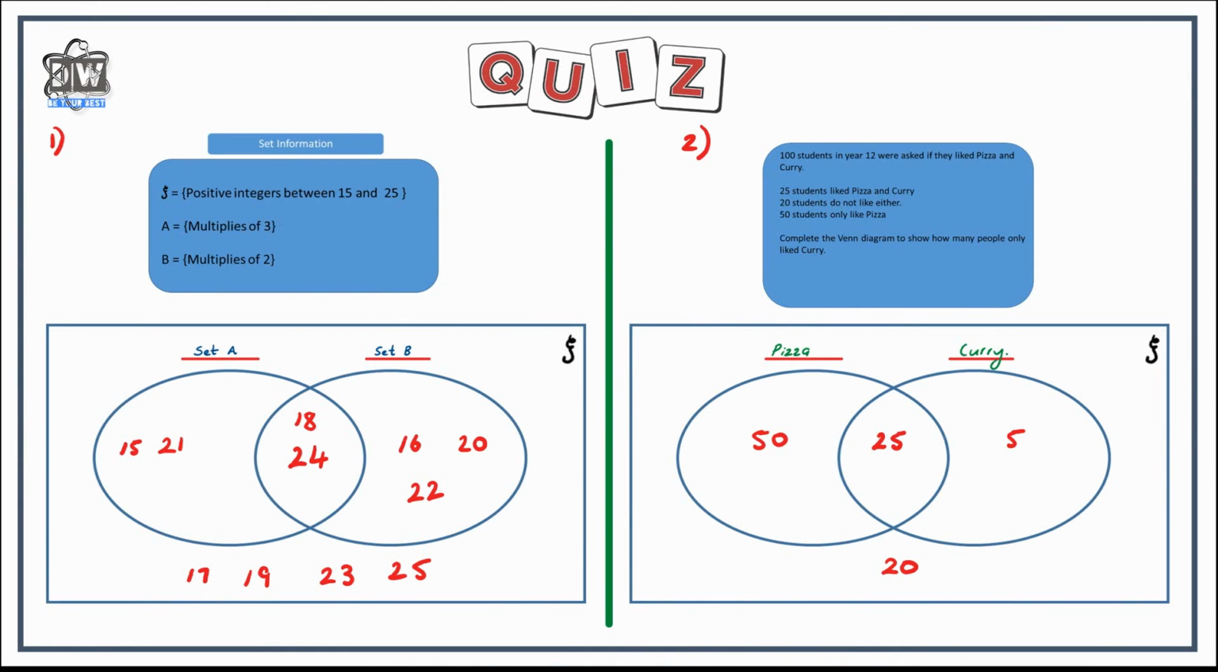Now, complete the Venn diagram to show how many people only like curry. Well, I think we have shown that, and it's 5. So you could write down the answer of 5. We could have put 5 in here, but you need to show it through your Venn diagram.